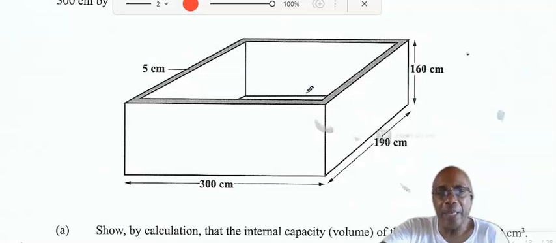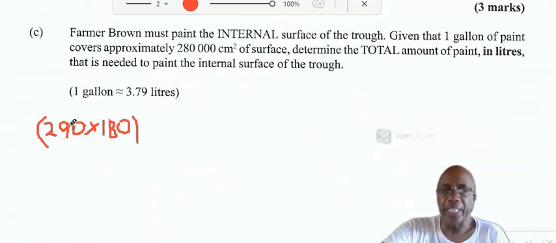So therefore, the area of the base we have to find by subtracting 10 from each length and then multiplying length by width. So the base, the length inside, is 290, and the base width inside is 180. Let us do that. So the base area is 290 centimeters times 180 centimeters.